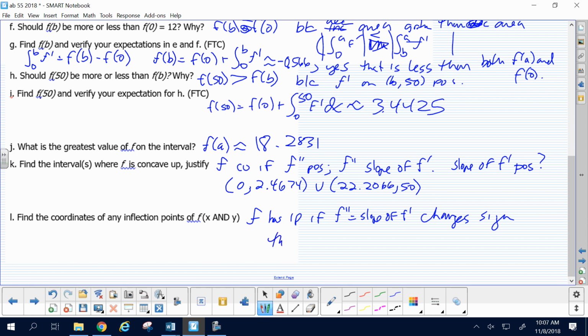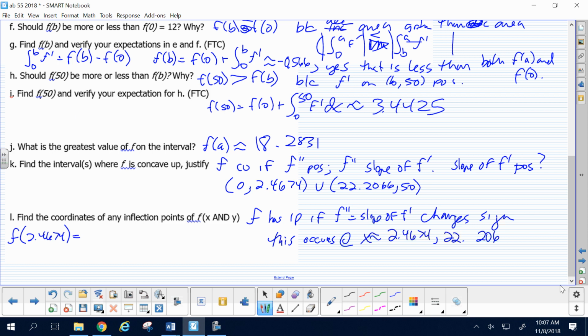This occurs at x equal 2.4674 and 22.206. Am I done? No, you need to find the y's that go with those. So how do you find f at 2.4674?